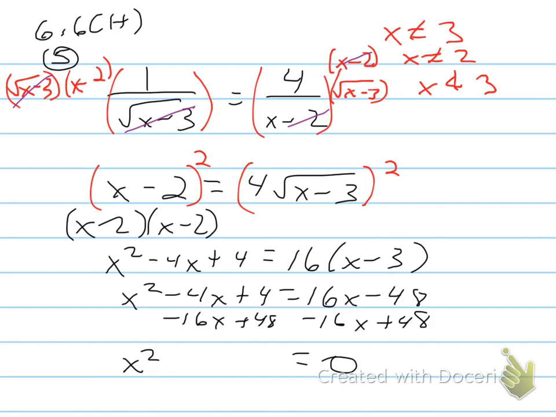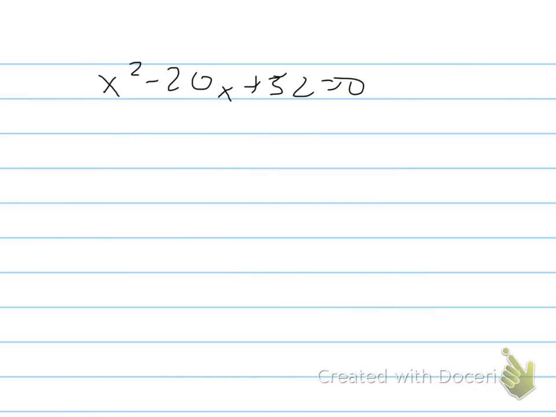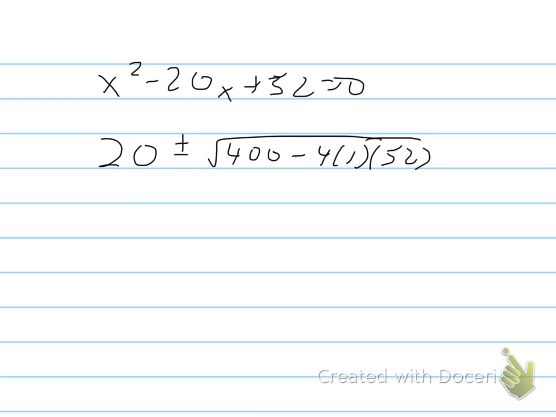And the left side ends up with x squared minus 20x plus 52. No factors for this one, so I'm going to need to do the quadratic formula. We're playing all the best hits today. Negative b plus or minus the square root of negative 20 squared is 400 minus 4 times a times 52, all over 2 times 1.